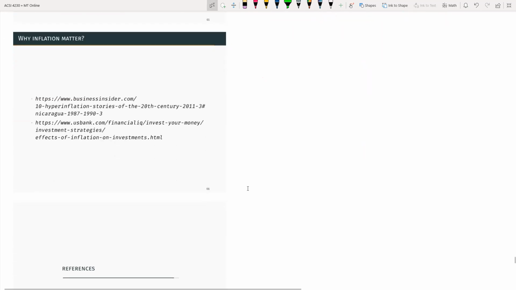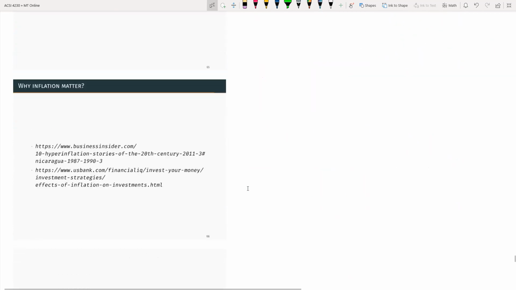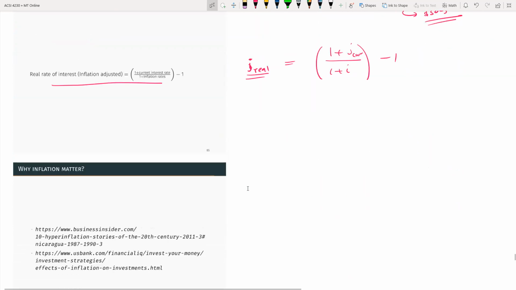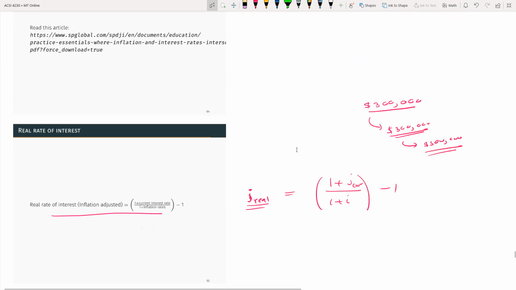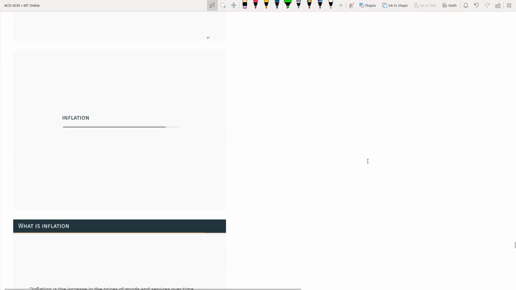So here you can find some articles and please read those about when inflation goes really high, it becomes a big problem. For example, in Germany and in Argentina and Zimbabwe, this happened. So hyperinflation is a big problem for any country. Okay, so that's the end of this module. We will meet again for annuities next time.